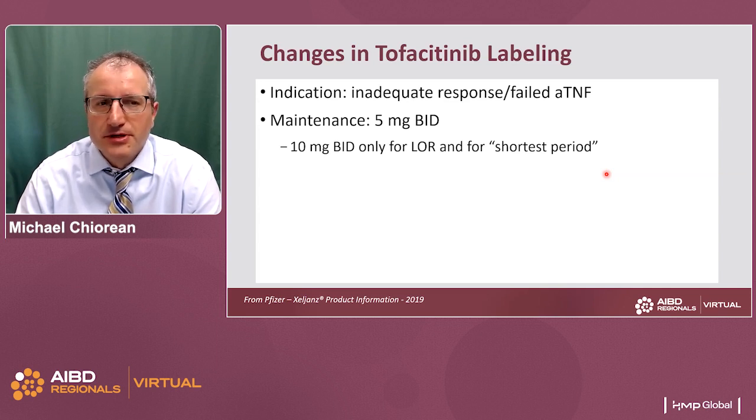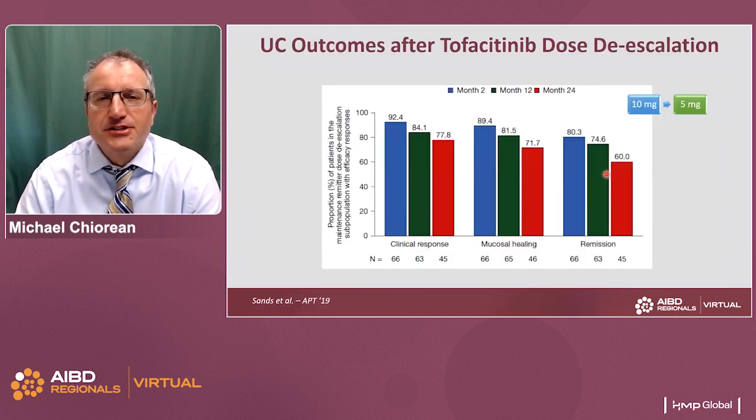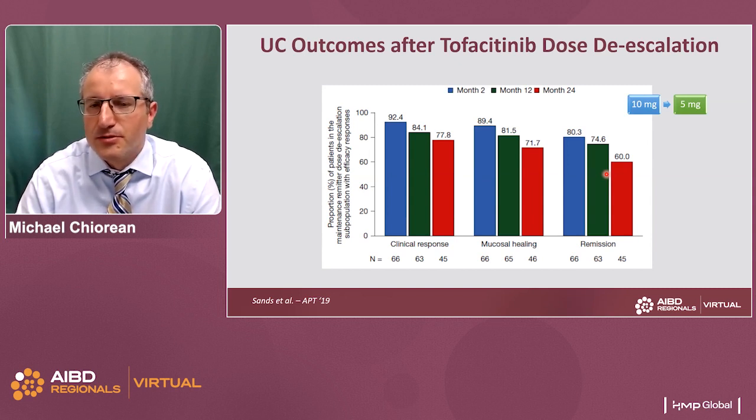And there is a more strong recommendation to use the 5 milligram twice daily dose and for the 10 milligram twice daily dose to be used for induction or for loss of the response and for the shortest period. Now, de-escalation is not without risks. So going from 10 to 5 milligrams, this is a post hoc analysis from the OCTAVE phase 3 program showing a taper following de-escalation, taper in the clinical response, endoscopic improvement, and remission at 1 and 2 years. So green bar 1 year and the red bar at 2 years.